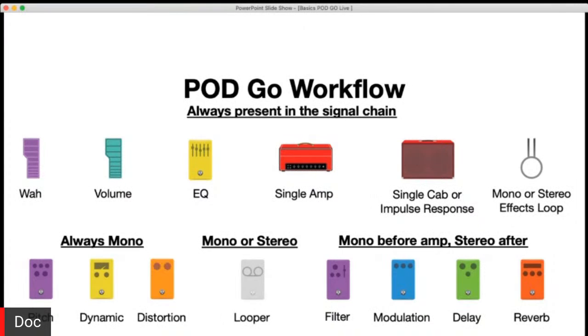So your filters, mods, delays, reverbs, if you throw those after your amp and cab, then they're going to be stereo. If you place them before or between the amp and cab, then you're going to have some mono sounds. So just a little bit of info on the Pod Go workflow there.